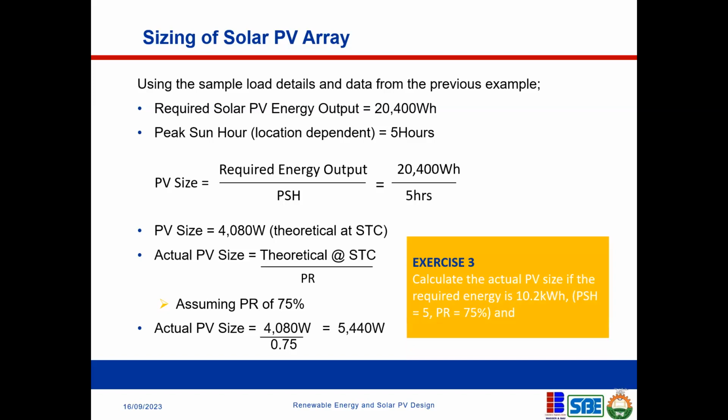So can we try out this exercise 3? The question is, calculate the actual PV size if the required energy is 10.2 kilowatt hour, the peak sun hour is 5, and the performance ratio is 75. What is the actual PV size that is required? It will just be half the numbers now. 10.2 is less. Given that the energy required here is 10.2 and the same PSH, the same PR, it will just be half the number, which is 9 PV modules of 300 watts.